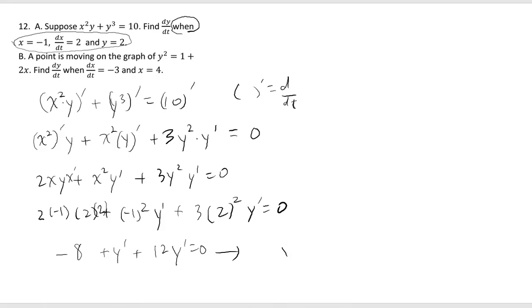That gives us 13y prime. If you move the negative 8 to the other side, I get 8. Therefore, the answer is y prime equals 8 over 13.